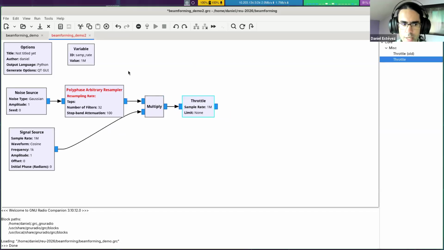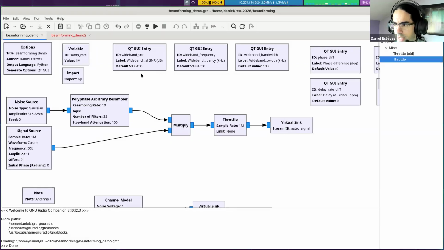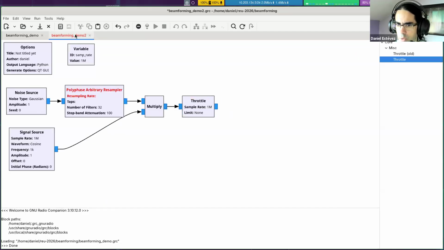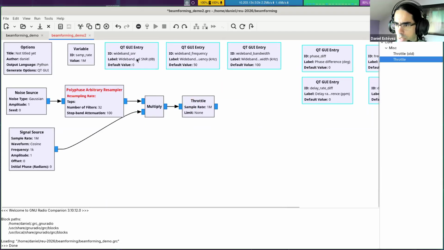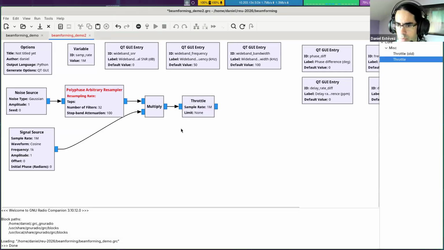And I should adjust some of the parameters. I'm going to copy all of these entries because they are going to be useful later on, and maybe also this variable. I will go one by one as we are using them. So wideband bandwidth is the bandwidth of the source in kilohertz. I have set that to 100 kilohertz. We have 1,000 kilohertz of total bandwidth, so this is occupying just 10% of the bandwidth.